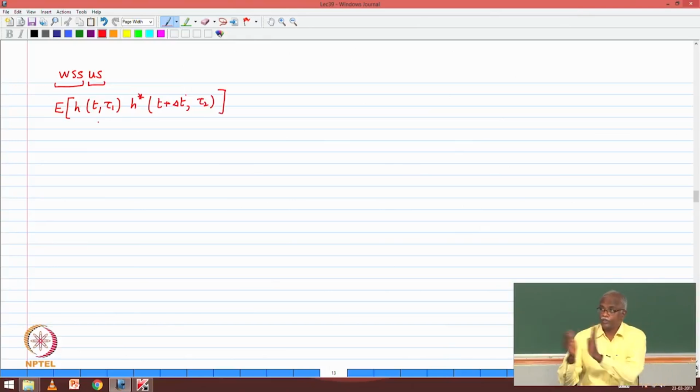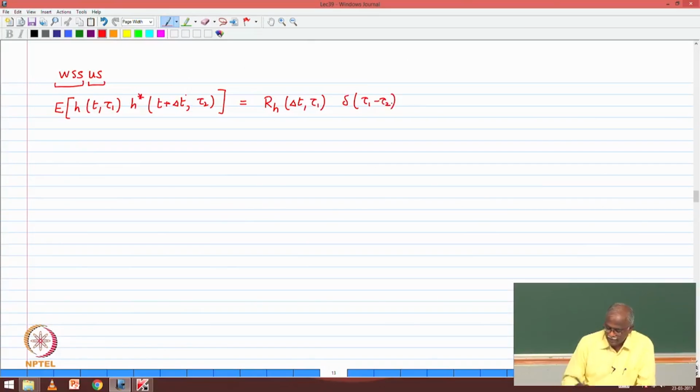Notice tau 1 and tau 2 correspond to different multipath components coming from different interacting objects. We argued that they are uncorrelated with each other. Therefore, this autocorrelation becomes R_H of delta t. It depends only on delta t, and it is uncorrelated across the different delays, delta of tau 1 minus tau 2. So it is only correlated for a particular delay. This part was the WSS portion, and this is the uncorrelated scattering portion.